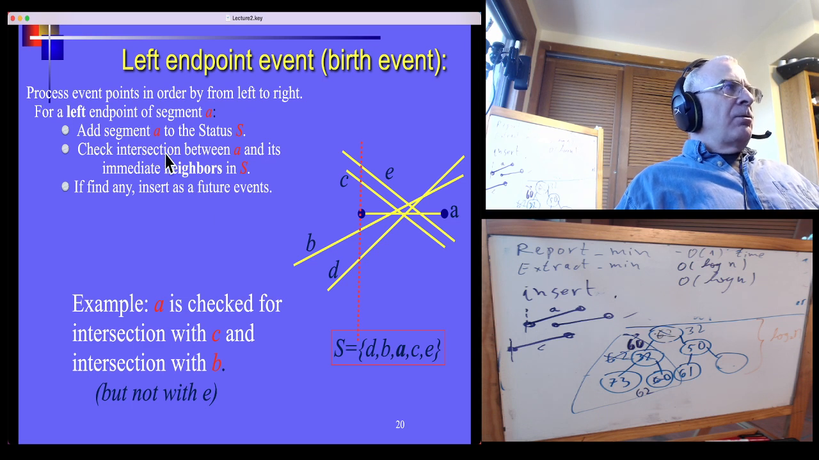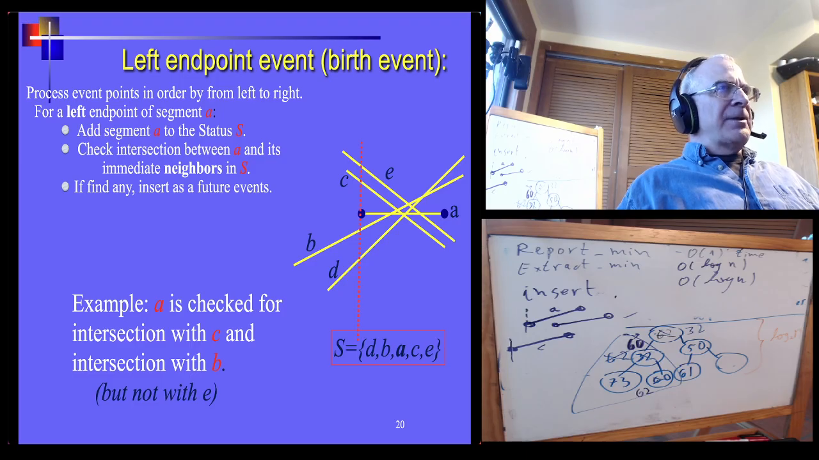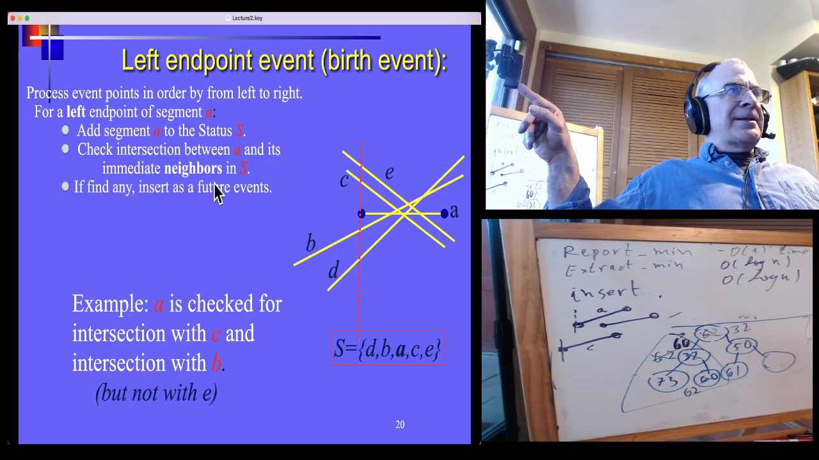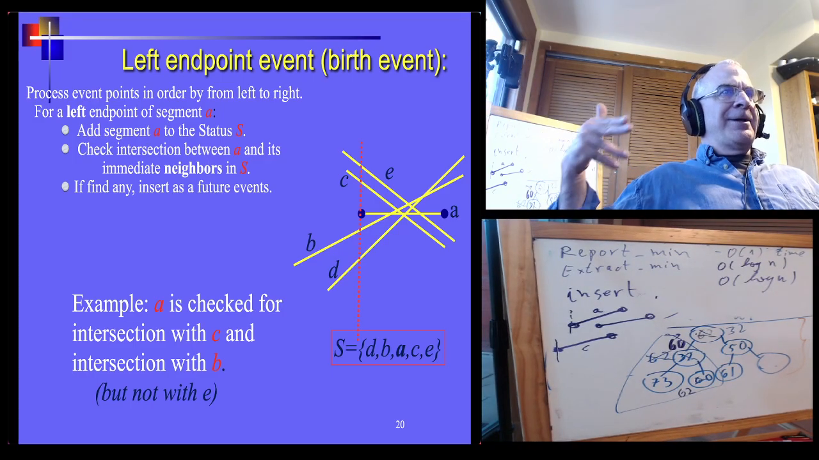Okay, so back to the description of the algorithm. We add the segment A to the status S. The status is not the priority queue. Status will be a different data structure. I'll check intersections between A and its immediate neighbor. That is, I'll ask, hey A, do you cross C? And if yes, what do I do? I insert them as future events.